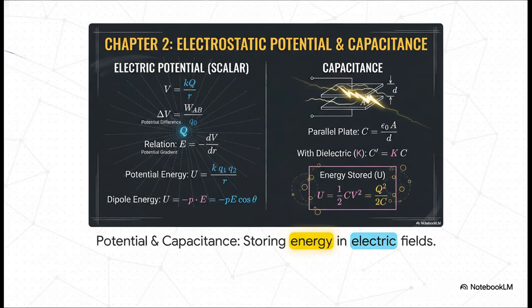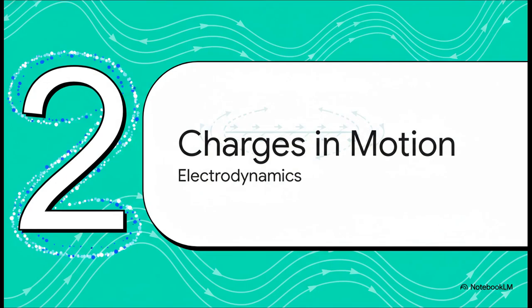Now, so far, both force and field were vector quantities, which means direction was super important. But now we come to a scalar quantity, electric potential. V equals KQ by R. This is simply the work done per unit charge. No direction, just magnitude. It makes the calculations so much easier. And from this concept of potential, we build a device called a capacitor, a device that stores energy in an electric field. The most common formula you'll use is C equals epsilon naught A by D for a parallel plate capacitor.